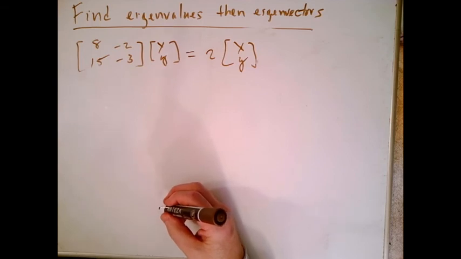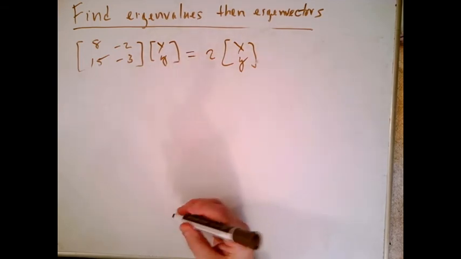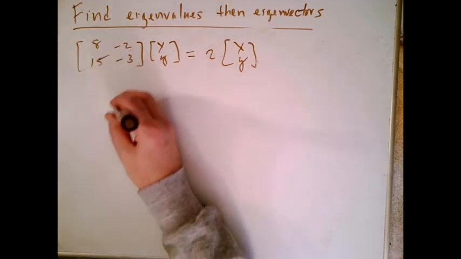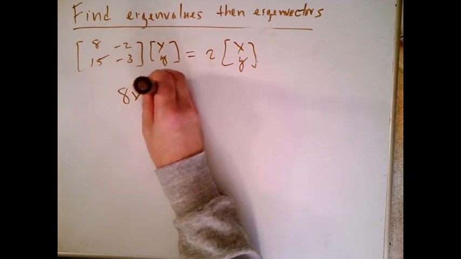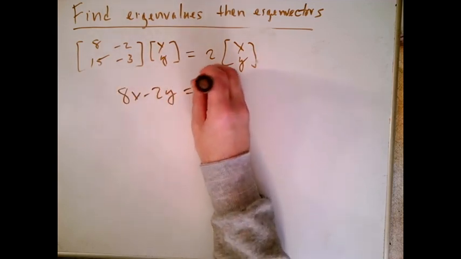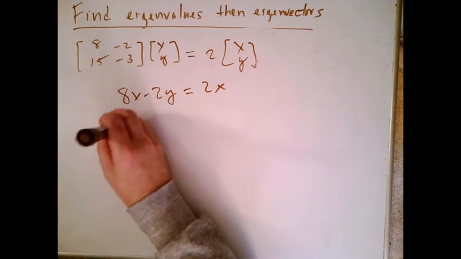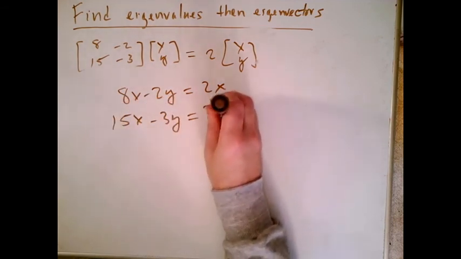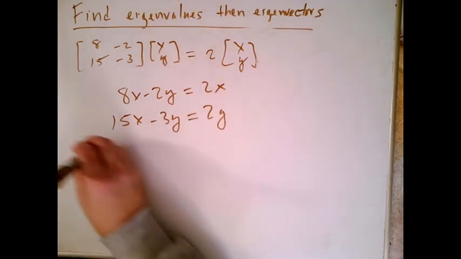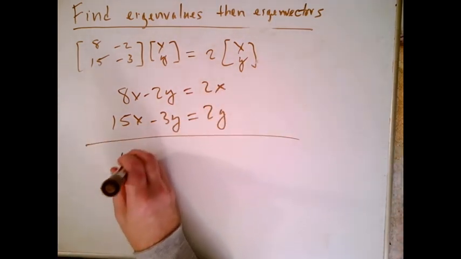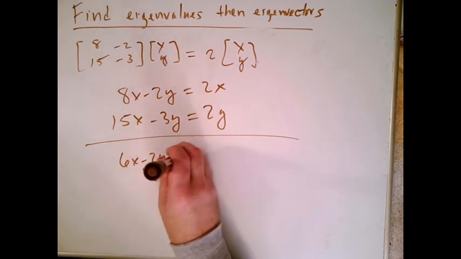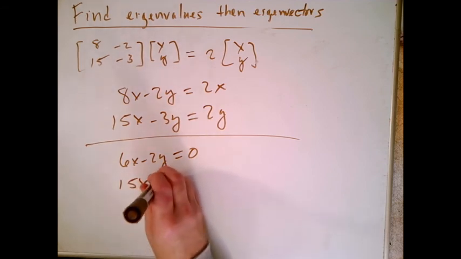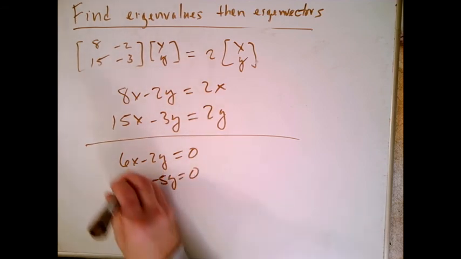Before I turned this into a matrix equation, I just want to show you what you do if you don't like to do a matrix equation. I can just multiply the whole top out here. I would get 8x minus 2y, and that would be equal to 2x. I would get 15x minus 3y, and that would be equal to 2y. I now bring the x's over on the left-hand side, and so I would get 6x minus 2y equals 0. I would get 15x minus 5y equals 0.